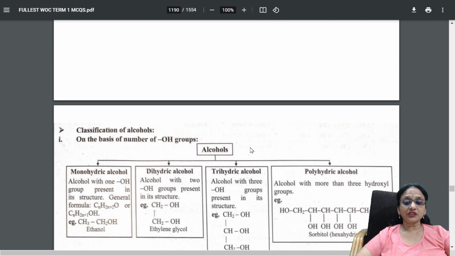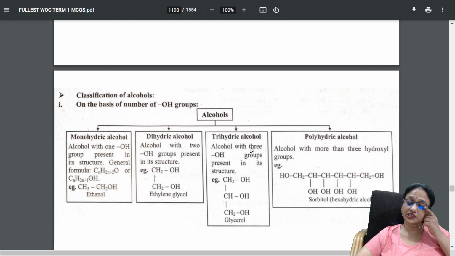Yes. Now here, first when we see the classification of alcohol, students, we are going to classify it based on mono, di, tri, and poly. Examples are also given. Mono means having one OH group. Di means having two OH groups. Tri means three, and poly means many. All right. So here, examples they'll be asking you. Let us see further in the MCQs.